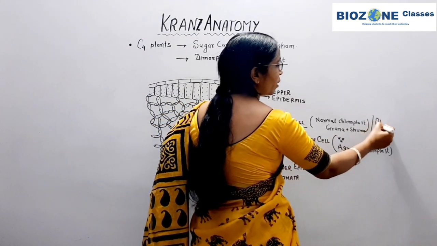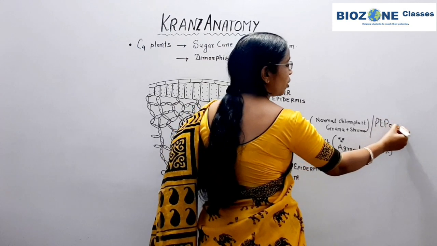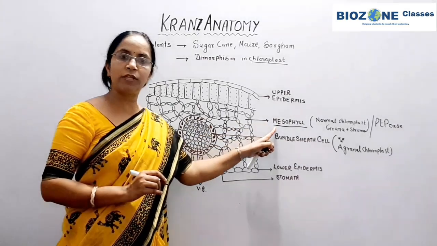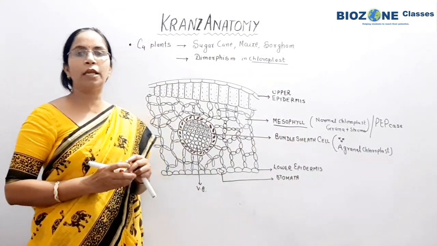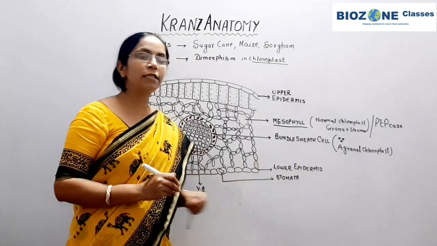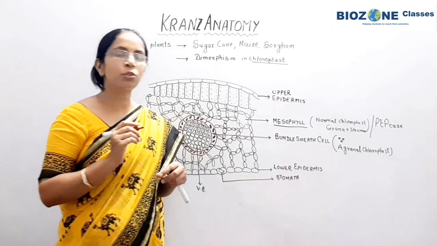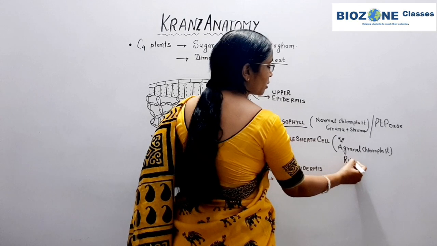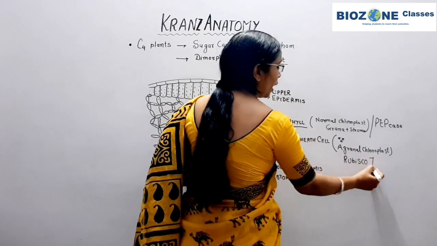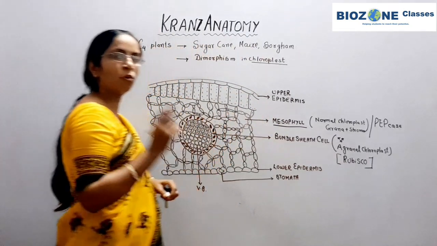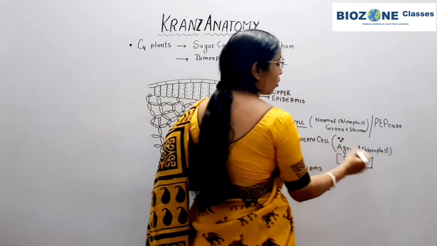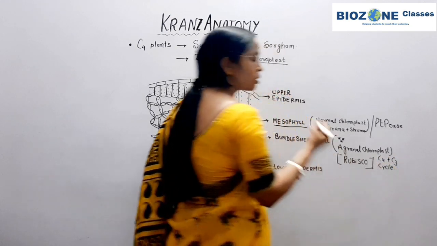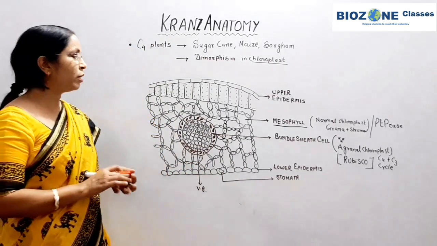That enzyme is commonly called PEPase, or PEP carboxylase. The PEPase enzyme is present in mesophyll cells and is responsible for the beginning of the C4 cycle, whereas in the bundle sheath cell another enzyme is present. This enzyme is commonly called Rubisco, and because of the presence of Rubisco in the bundle sheath cell, along with C4, the C3 cycle also takes place. This is the most important key feature of Kranz anatomy.